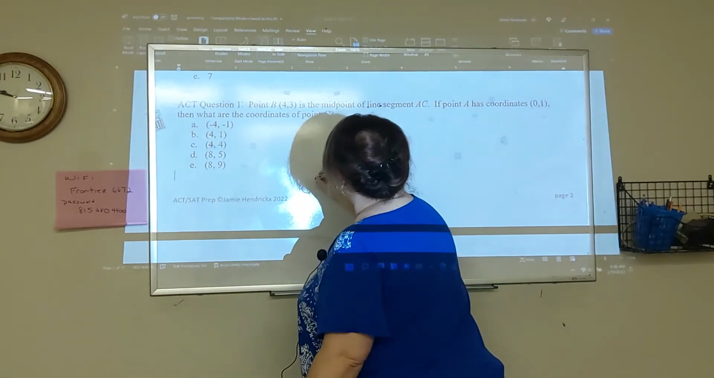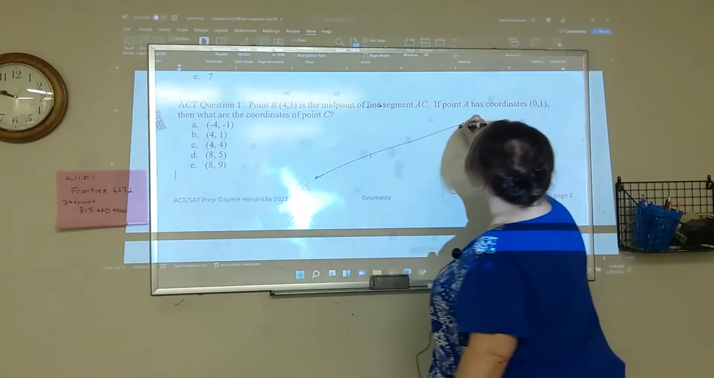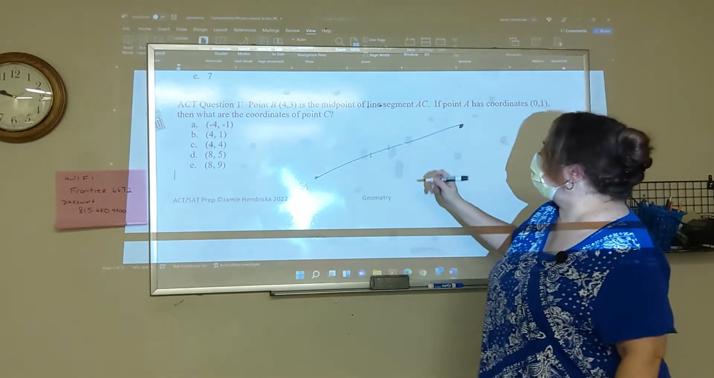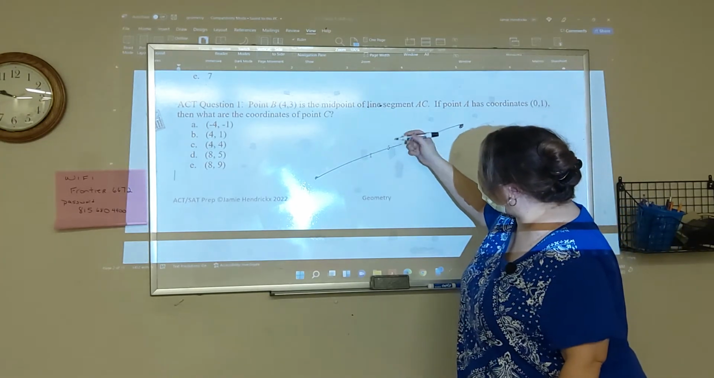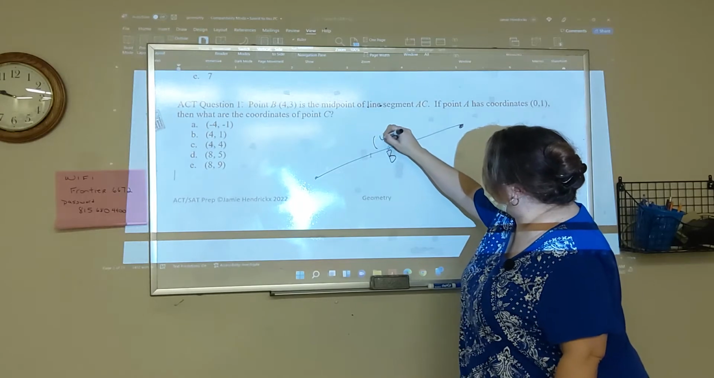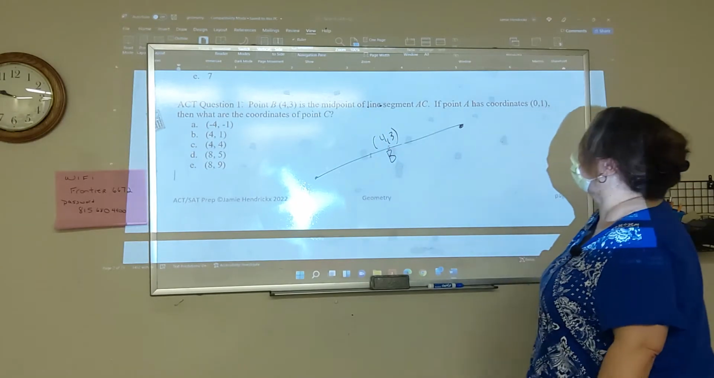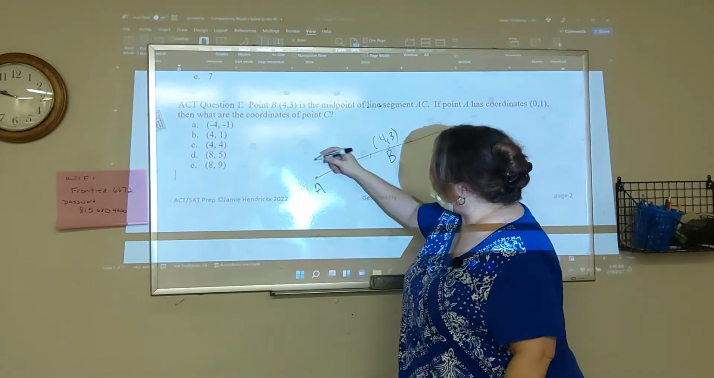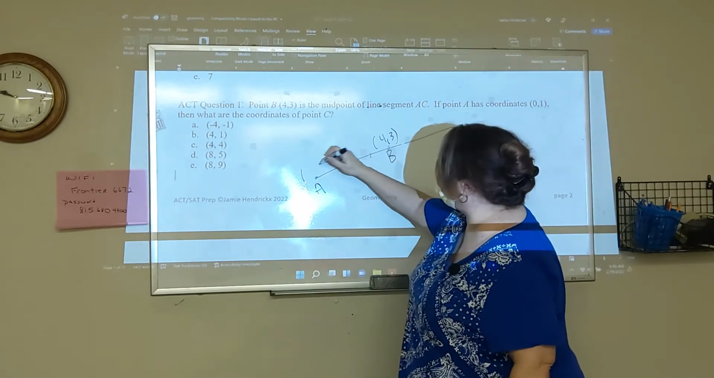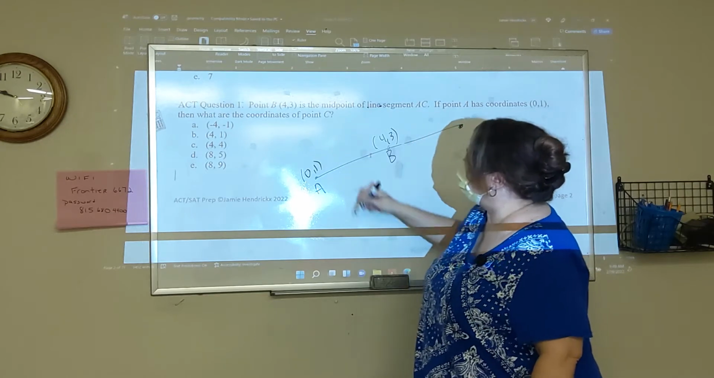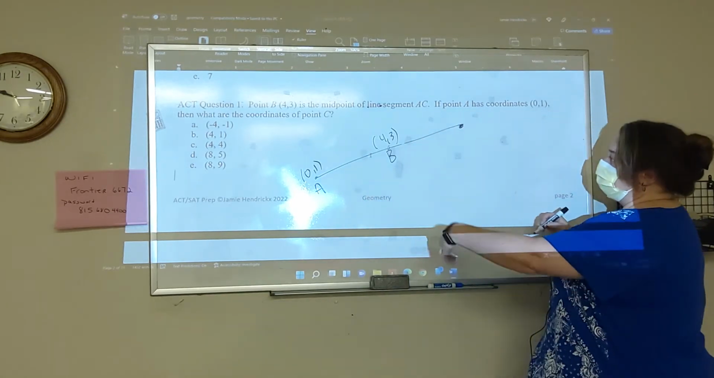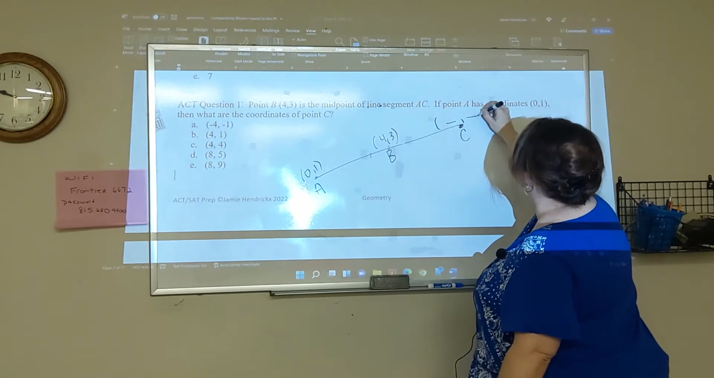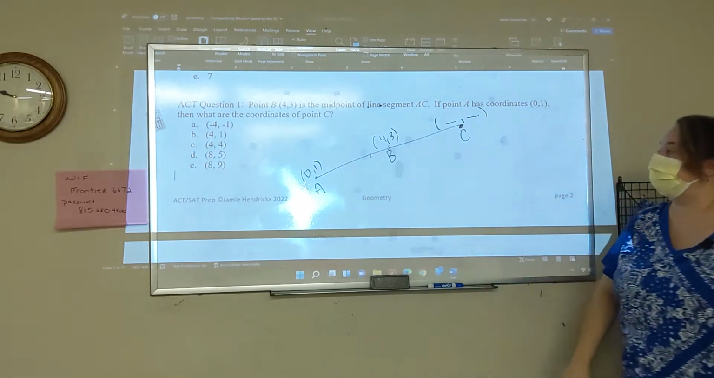All right, so let's draw ourselves a little picture of what's going on here. Point B, (4, 3), is the midpoint, so I'm going to put B in the middle. A has (0, 1), so I'm going to put A on an end. It doesn't really matter if I put it on the left or the right, but A comes before B, so I want to put it on the left because that's the way my brain works. And I'm looking for C.